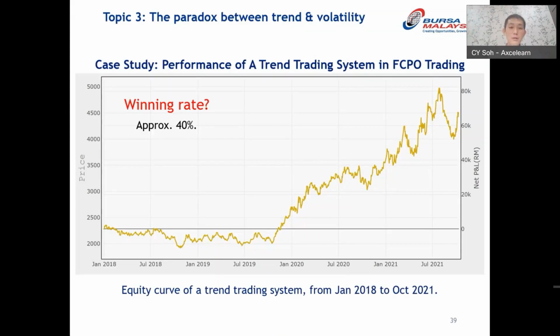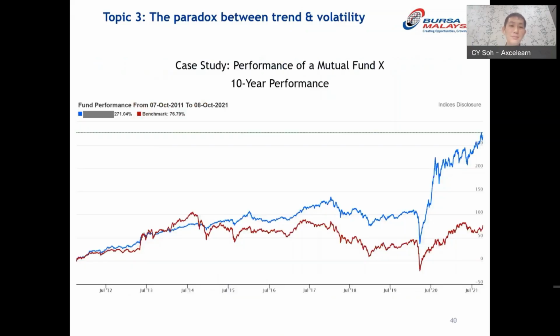Now, how about the trend trading method using fundamental analysis? Another quick case study, where this is the performance of our local mutual fund, a 10-year performance. The blue line is the mutual fund performance itself, and the red line is the benchmark. Depending on which benchmark they use, it can be a mixture of KLCI and bonds. So here you can see that mutual funds are using fundamental analysis.